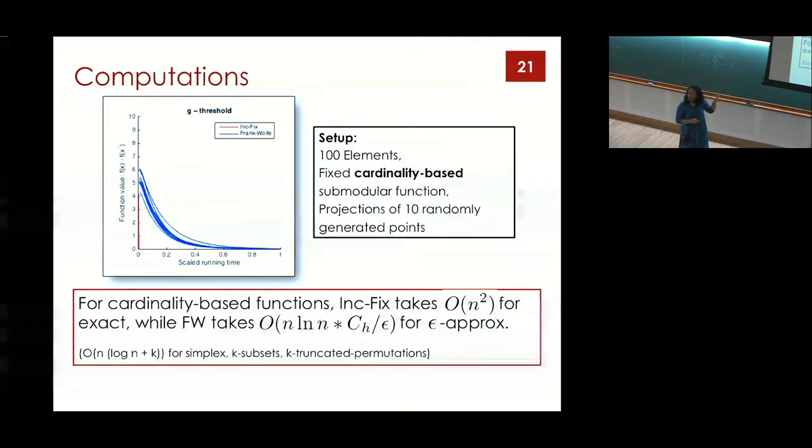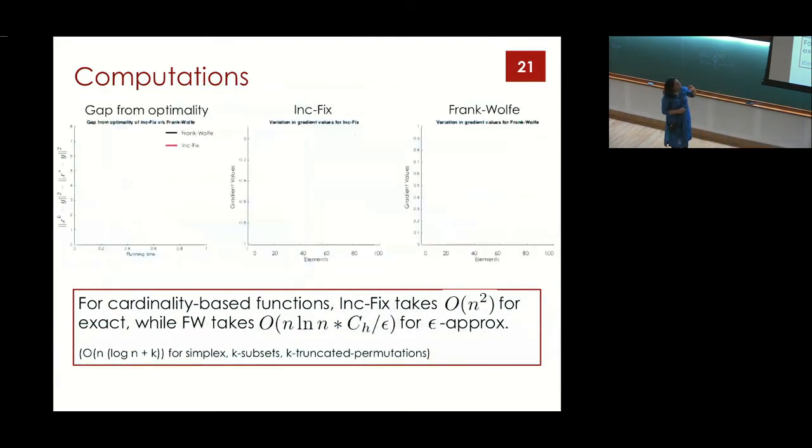And what I'm going to show you is a simulation where I compare IncFix to the Frank-Wolfe algorithm. The Frank-Wolfe algorithm works by starting with a point and computing the gradient of the convex function at that point, then it moves towards the vertex that minimizes that gradient as a linear function. It only requires computing a linear optimization in each iteration, so it's much less expensive than computing submodular function minimizations, and it computes approximate solutions. So it's not an exact algorithm.